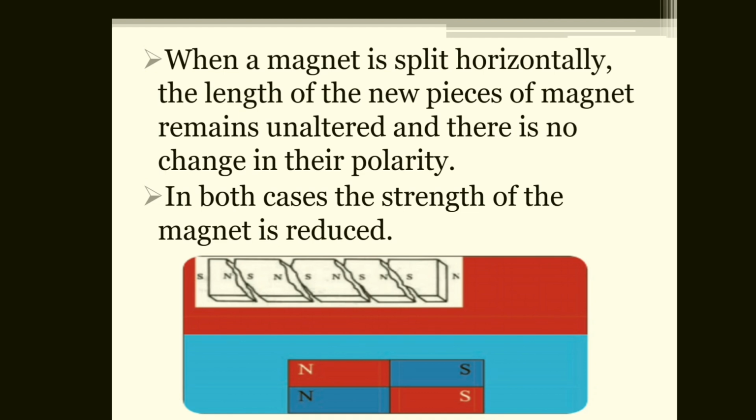So what happens when a magnet is split horizontally? The length of the new pieces of the magnet will remain unaltered. It will not change and there is no change in their polarity. So in both cases, vertically and horizontally, when the magnet is broken, the magnet strength will be reduced.